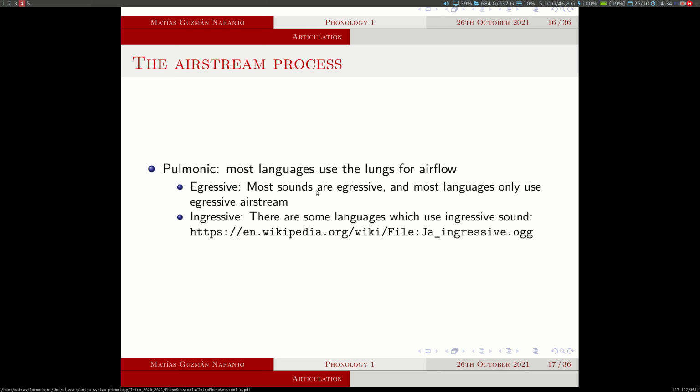Regarding pulmonic, again, you have pulmonic egressive and pulmonic ingressive. Ingressive is very rare. It does happen in some languages. You can see an example of that if you visit this link. Please do it. It is very hard to visualize these ideas without hearing examples, so I highly recommend that you do look up the examples that I am providing you. Otherwise, you won't have a clue what ingressive consonants are, because I can't pronounce them properly and I cannot show you, but if you go to the audio, it will be very clear.